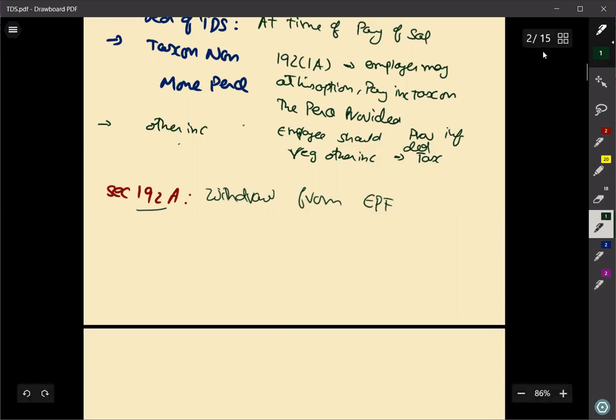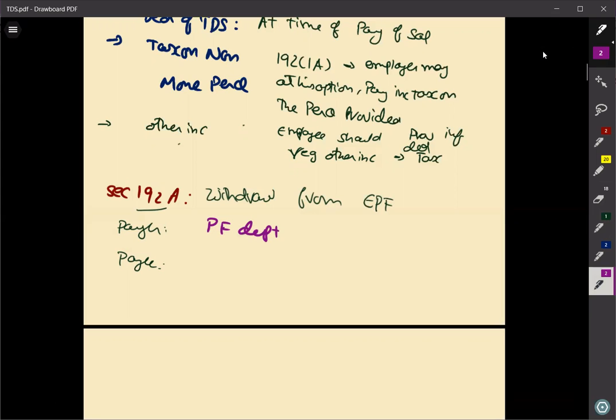Here, who is the payer? For any sort of section, there will be a payer and there will be a payee. In this case, who is the payer? Provident Fund Department is the payer. Provident Fund Department is making payment to the payee. The payee is none other than the employee.